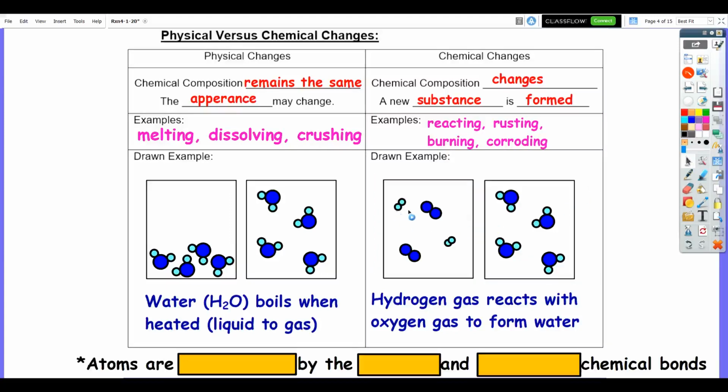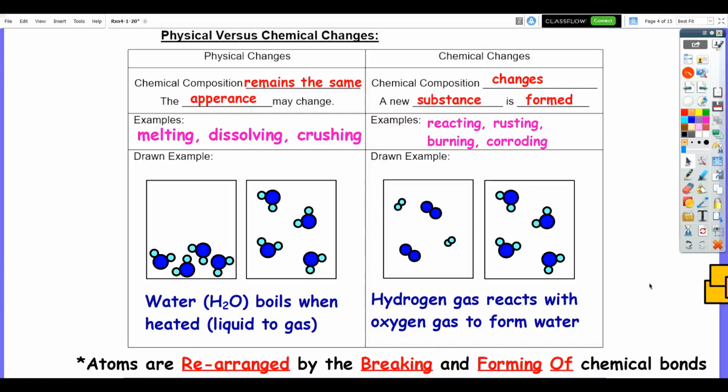So here to start with, I've got my hydrogen molecules, H and H, and my oxygen molecules, O and O. They're attached to themselves. I've got a chemical bond between these 2 atoms and a chemical bond here. In order to make my brand new molecule, so notice my atoms are now attached to different things, I have to break and form new bonds. So atoms are rearranged, the atoms themselves, by the breaking and forming of chemical bonds.